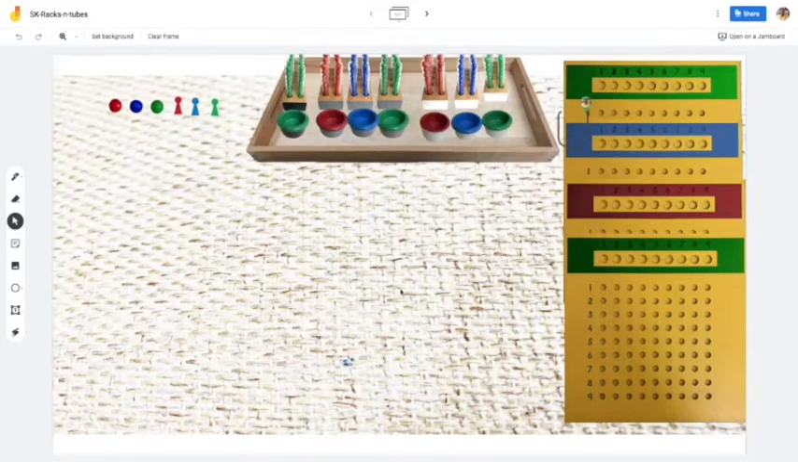The green color board on top is for units. The blue colored board is for tens. The red colored board is for hundreds and the dark green colored board is for thousands.